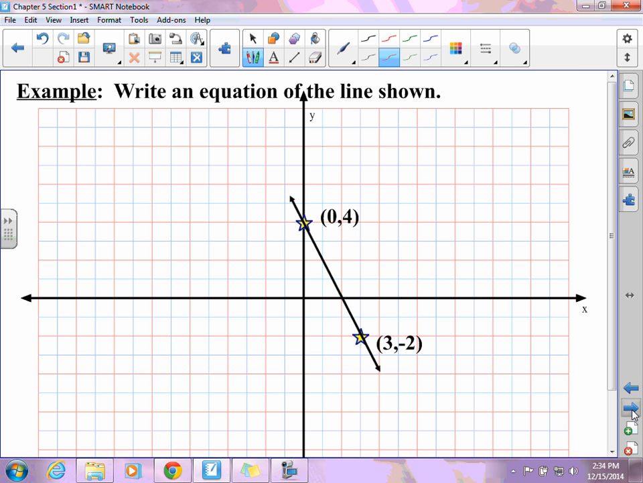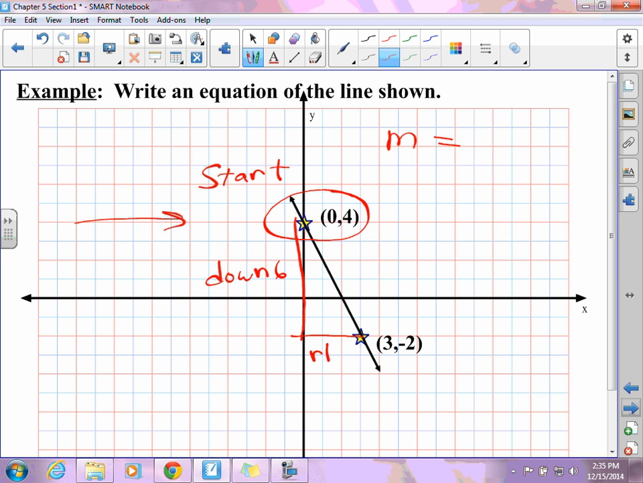I'm going to go m equals, and I'm going to look at my slope. I'm going to start at this point right here, and the reason why I start here is it's the first point I get to from left to right. So to go from (0, 4) to (3, -2), I move down 1, 2, 3, 4, 5, 6. So I move down 6. And then I move to the right 3.